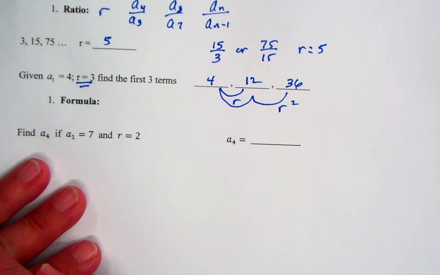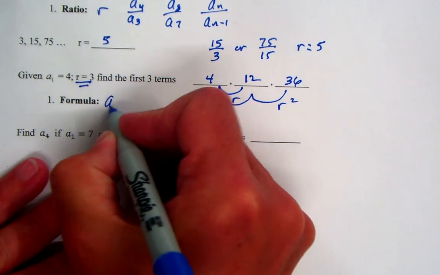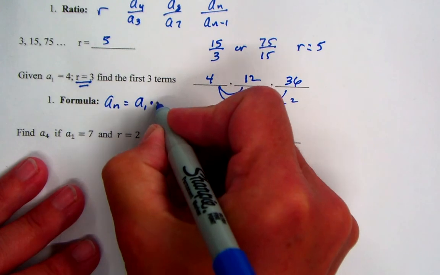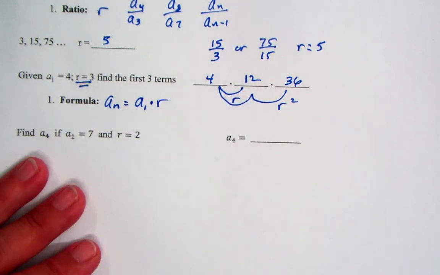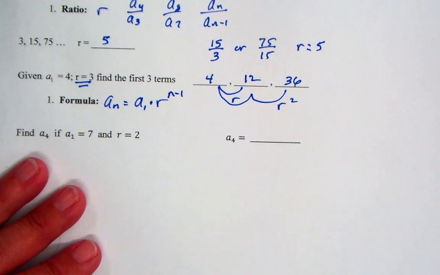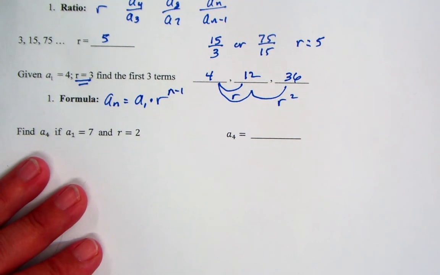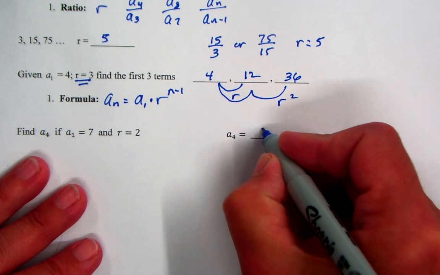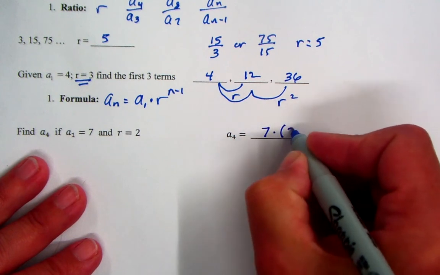So if I'm looking for a formula, the term I'm looking for is going to be starting with my first term, multiplying by a bunch of R's. And in fact, I need n minus 1 R's for the same reason I needed 1 less D. My first term doesn't need it. I need 1 less R. So if I was looking for the fourth term, I would take my first term, which is 7. I would multiply it by R.